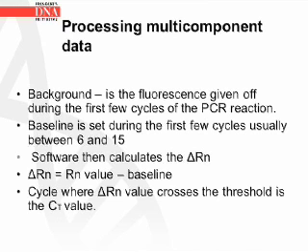Background is the fluorescence given off during the first few cycles of the PCR reaction. The baseline is set during the first few cycles, usually between 6 and 15. The software then calculates the delta Rn. The delta Rn is the Rn value minus the baseline. The cycle where the delta Rn value crosses the threshold is the CT value.